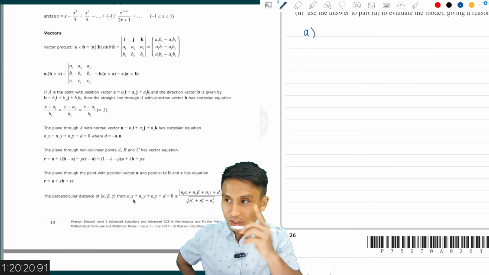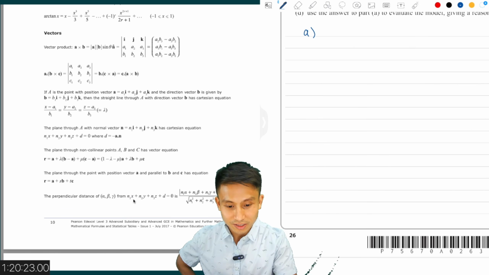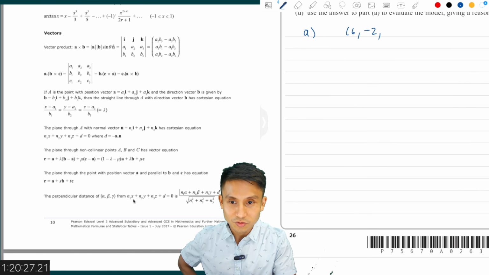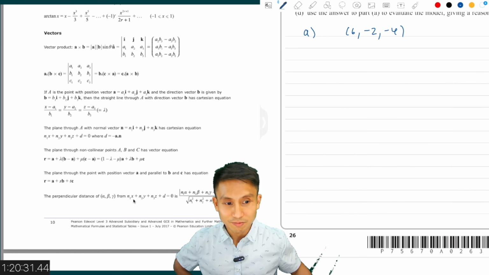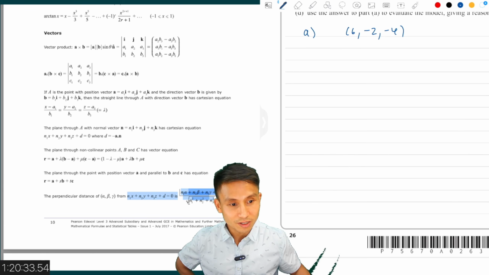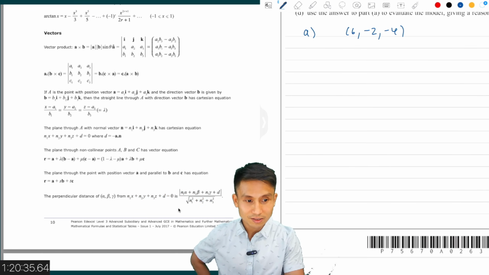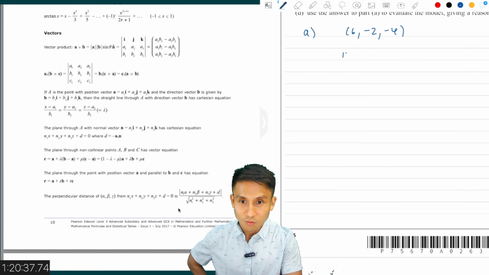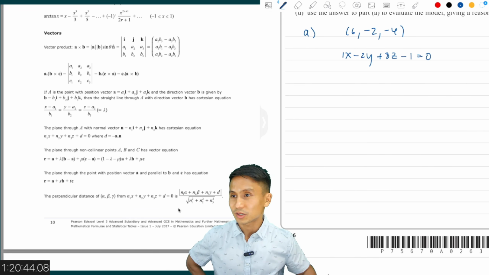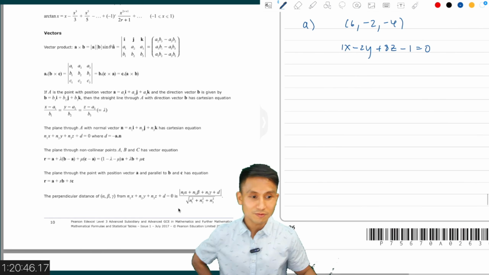I'm seeing the paper here, you don't, but alpha, beta, gamma is 6, minus 2, minus 4. And for the plane, I'm just going to write the plane equation according to the formula here. That is 1x minus 2y plus 8z minus 1 equals 0. Okay, and then we are ready to plug that into the formula.